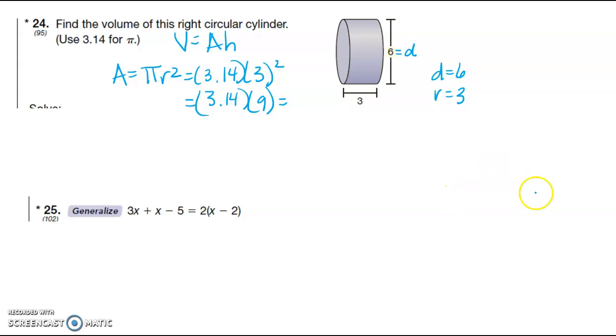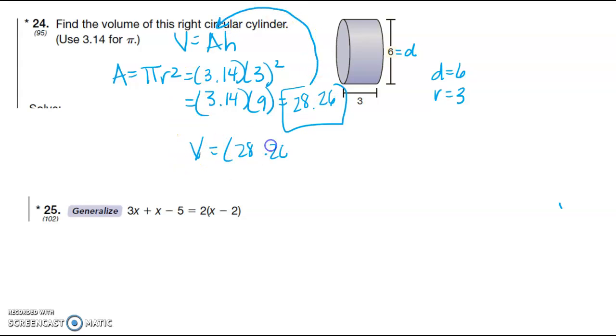Okay, remember that's just the area of the, where is this? Okay, sorry. Sometimes I lose my cursor, it's really small. That's just the area, so my volume is equal to this, and this is my height, 3, times 3.